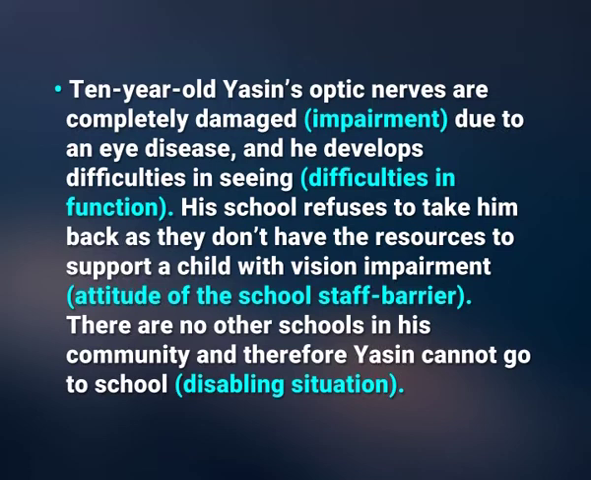His school refuses to take him back as they don't have the resources to support a child with vision impairment. This is the attitude of the school staff. Now, this is a barrier. There are no other schools in his community, and therefore Yasin cannot go to school. Now, this is a disabling situation.